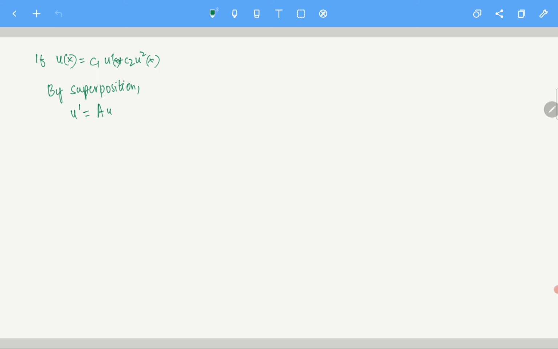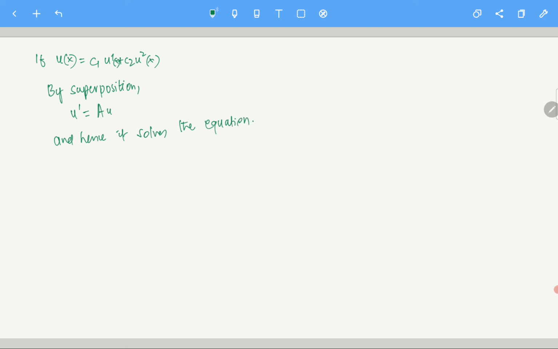I will start with c1 u1 plus c2 u2 and call it u of x, and that u of x, by superposition, satisfies this thing, and hence it solves the equation, right? Solves the equation. Okay, so once it solves the equation, what does that say?